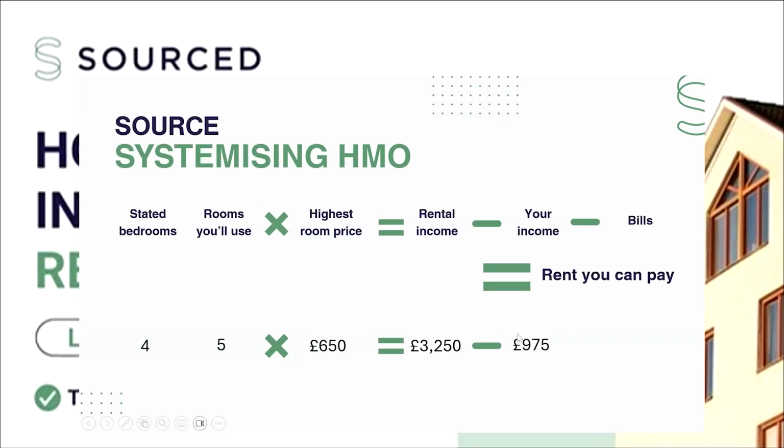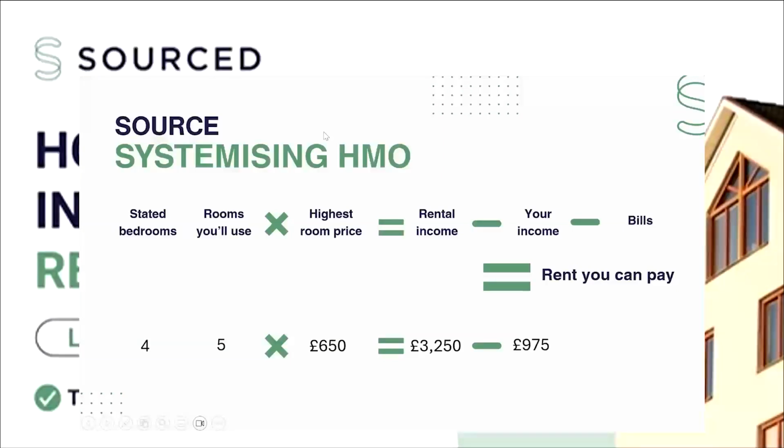Then you take off your income. So how do you know what your income is going to be? What I would do to estimate my income would be take the highest room price and multiply it by 1.5, which gives me £975 per month. Now, the reason that I multiply it by 1.5 is I've done my due diligence. So I'm going to predict that my occupancy is going to be 100%. So I'm going to be running at five occupants in this property pretty much most of the time.